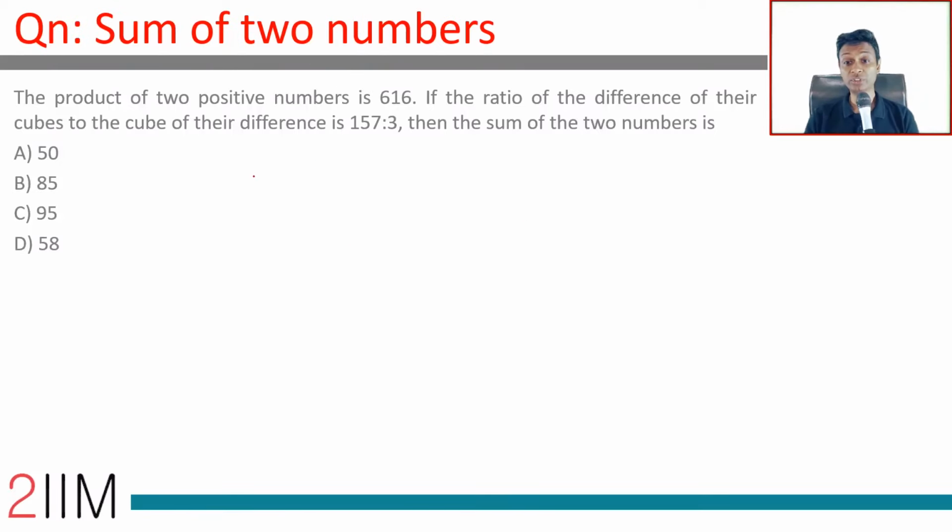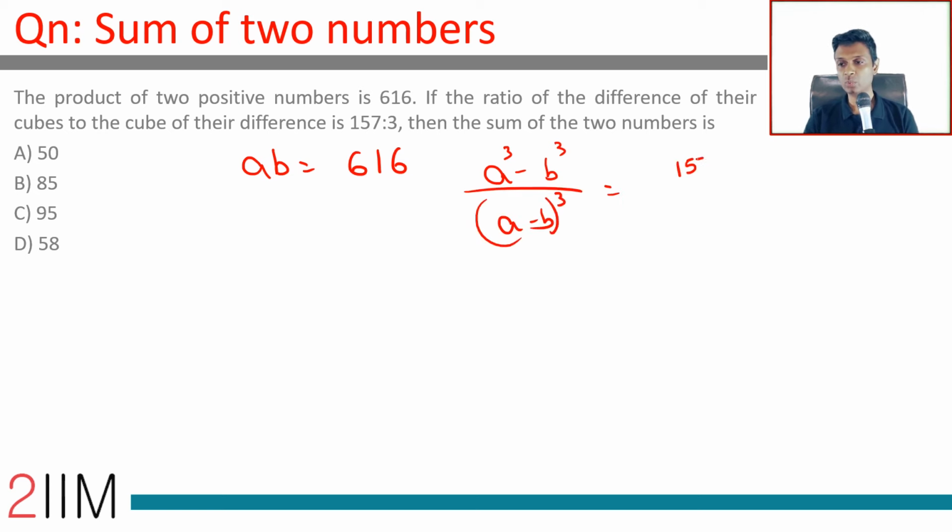Product of two positive numbers is 16. A into B, sorry, it's not 16, 616. The ratio of the difference of their cubes to the cube of their difference, A cube minus B cube by A minus B whole cube, is 157 by 3. And what is A plus B? And the sum of the two numbers, what is that equal to?